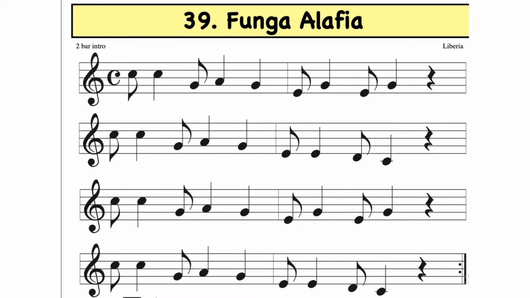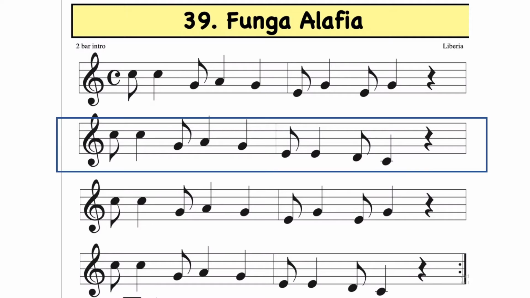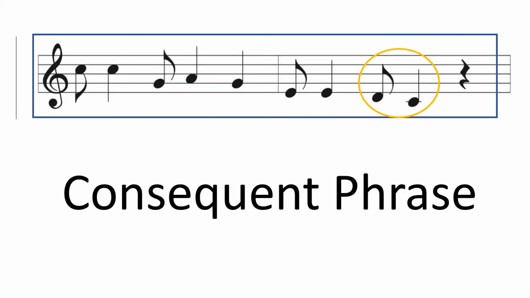Now, let us have the second phrase. See the last 2 notes on the second phrase. Notice the measure of this phrase. How do the notes move? Is the note going up or going down? Correct. The note is going down. If the pattern of the last 2 notes on the last measure of a phrase is going down, we call it consequent phrase.